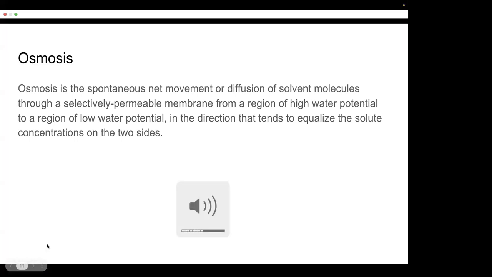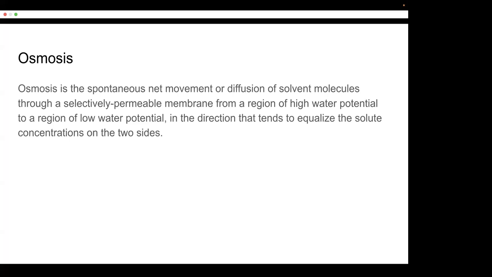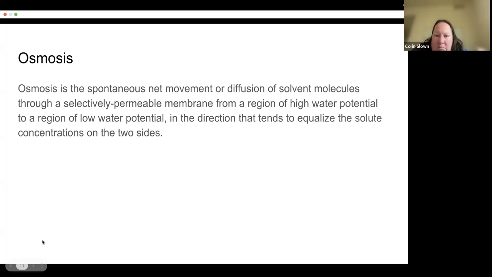I was still writing mine down, but I started to say the flow of solvent molecules through semi-permeable membranes from high concentration to low, water potential in the direction, for the purpose of reaching equilibrium, or is it homeostasis? That's a good question.